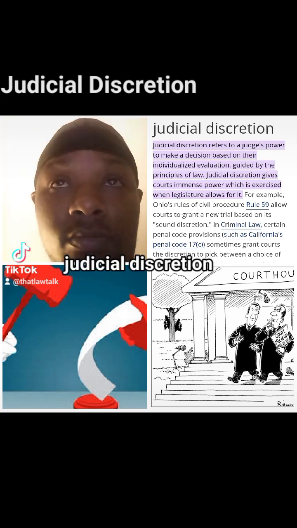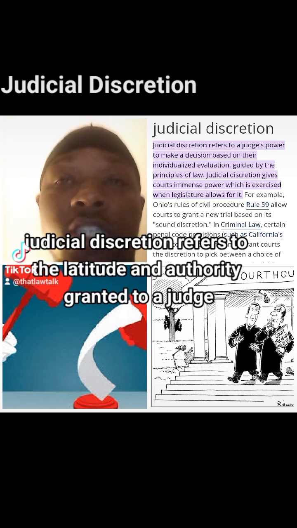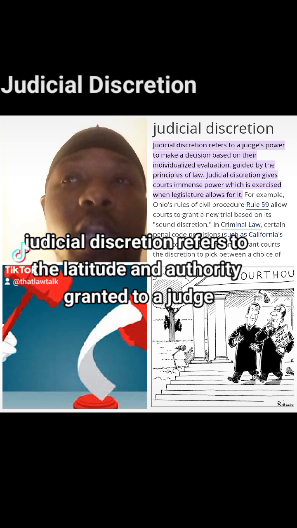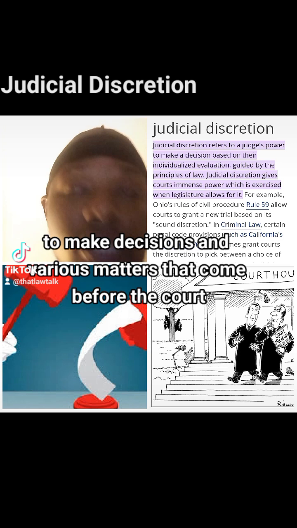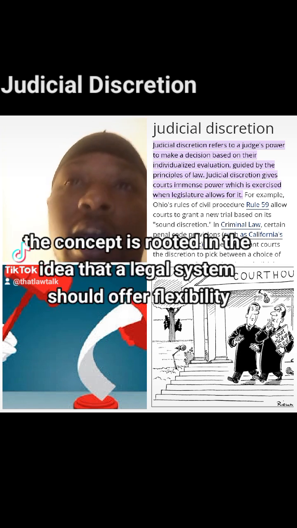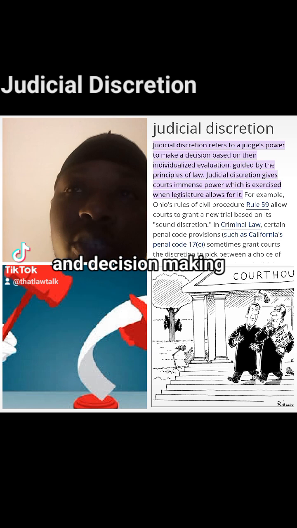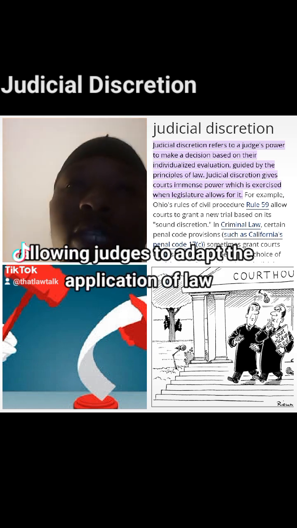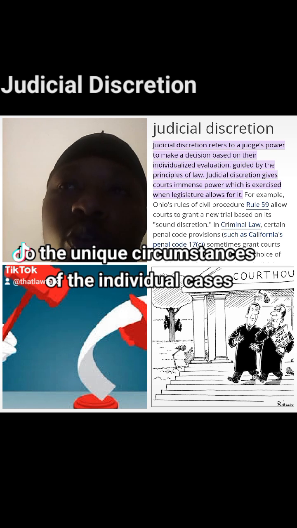Judicial discretion. Judicial discretion refers to the latitude and authority granted to a judge to make decisions in various matters that come before the court. The concept is rooted in the idea that a legal system should offer flexibility in decision making, allowing judges to adapt the application of law to the unique circumstances of the individual cases.